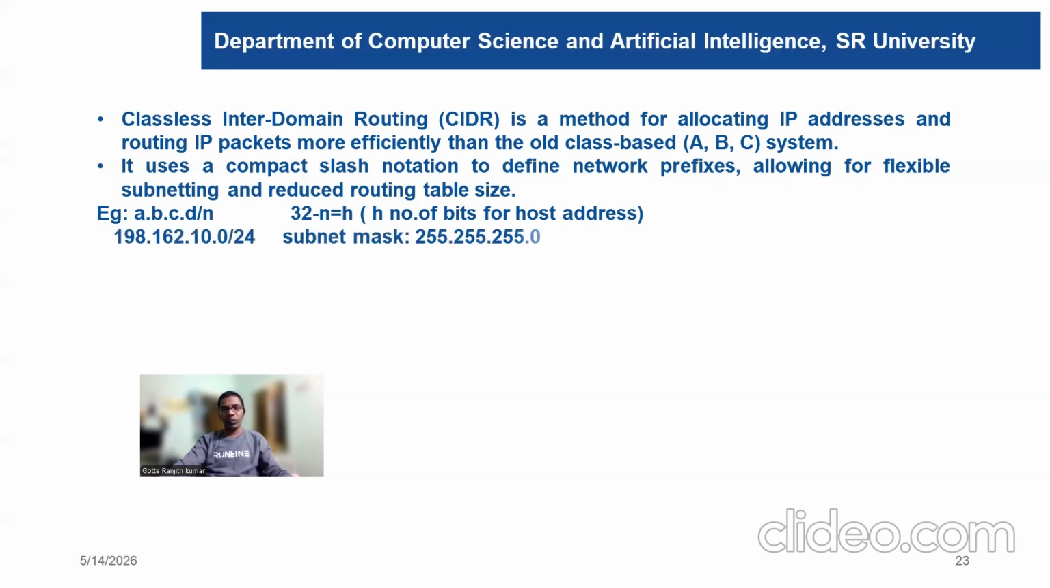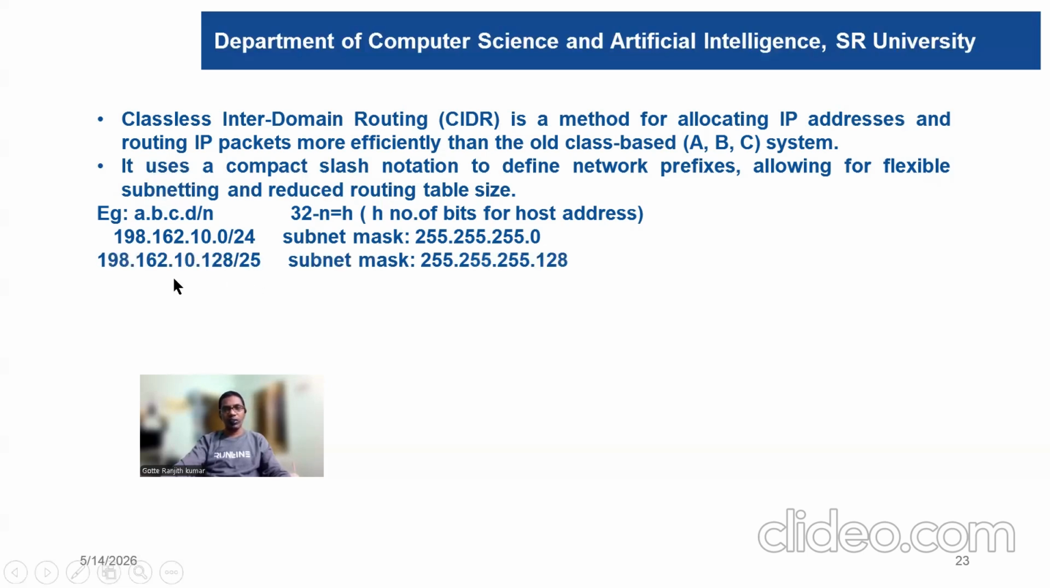So let us take one example: 198.162.10.0/24. So 24 means in this IP address, the first 24 binary bits. We have to represent this in binary form. So the first 24 bits are used to represent the network address and the remaining are the host address. The first 24 bits means the first 3 bytes, which is almost similar to class C addressing. So then the subnet mask will have the first 3 bytes as network address. That's why the first 3 bytes are 255.255.255.0.